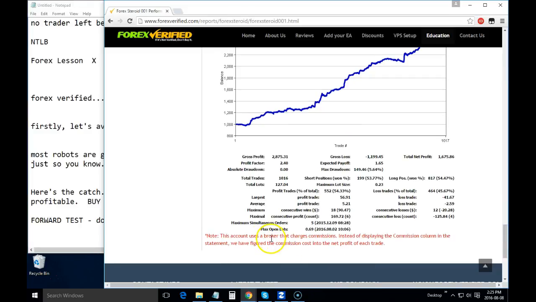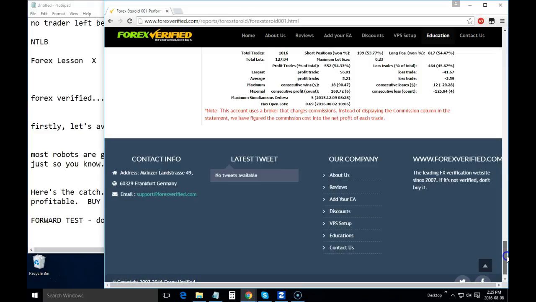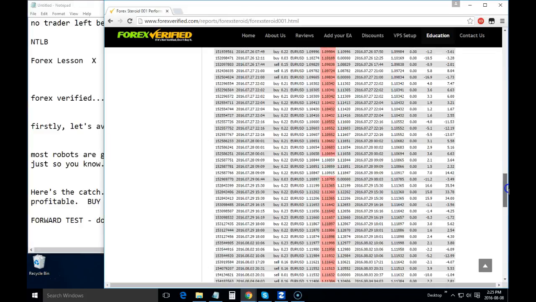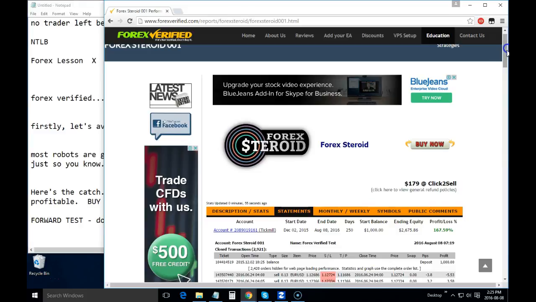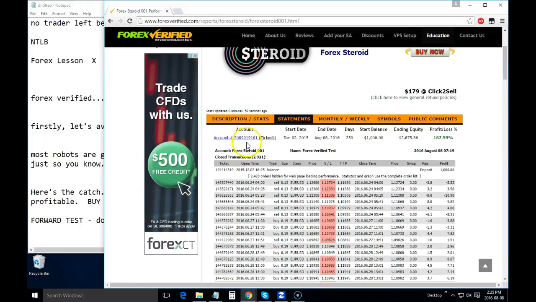This account uses a broker that charges commissions. Instead of displaying the commission column in the statement, we have figured the commission cost at blah, blah, blah. Anyway, there's still something wrong with this, I can tell you. And I'm not looking for something wrong. I'm just looking for verification.